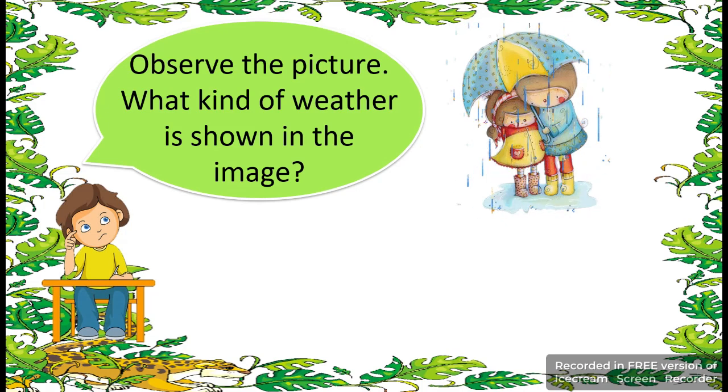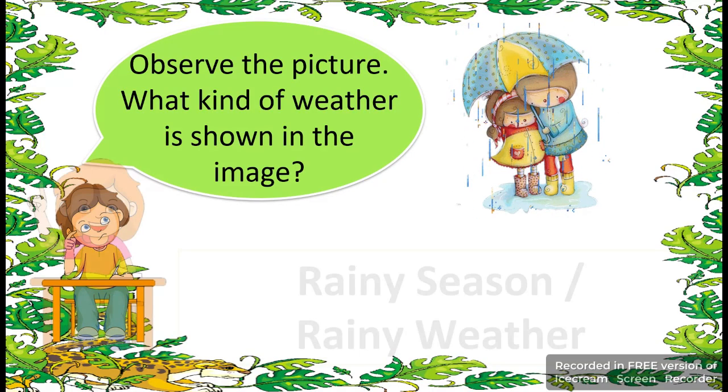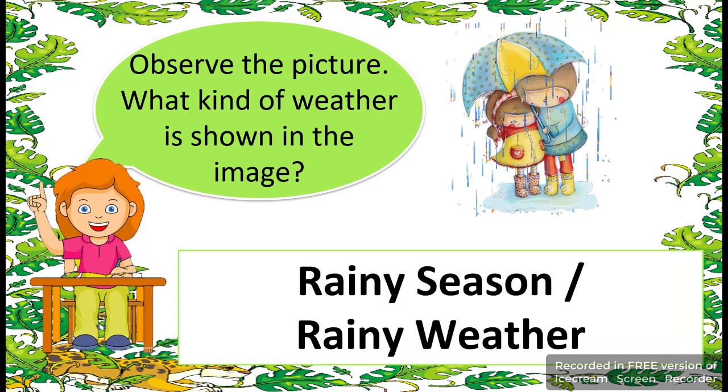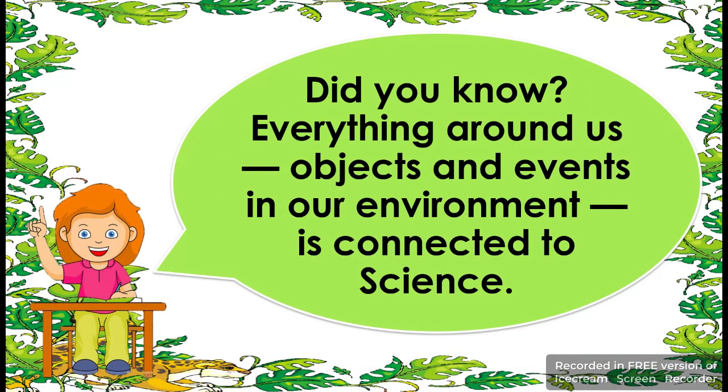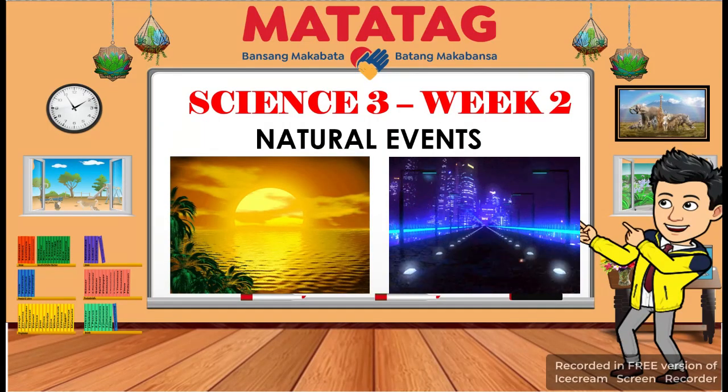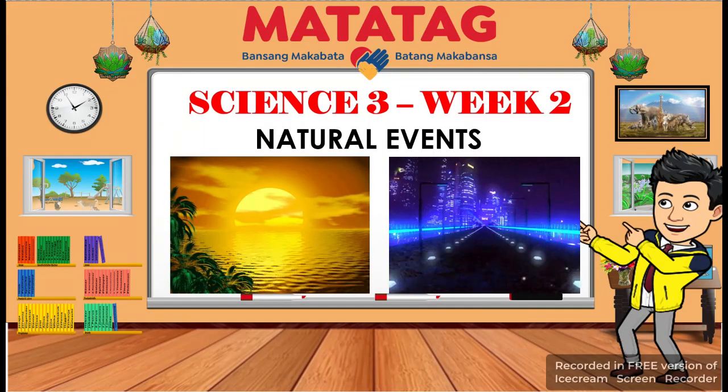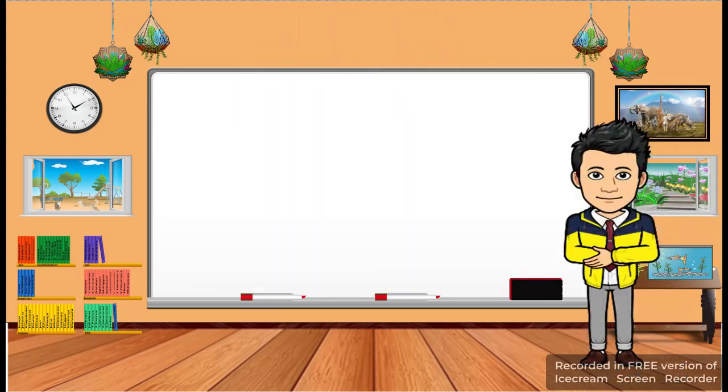Observe the picture. What kind of weather is shown in the image? Very good. It's rainy season or rainy weather. Did you know? Everything around us, objects and events in our environment, is connected to science. Today, we will discuss the natural events or what is science.